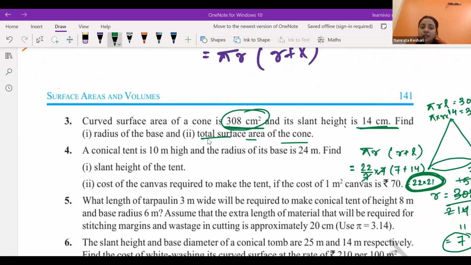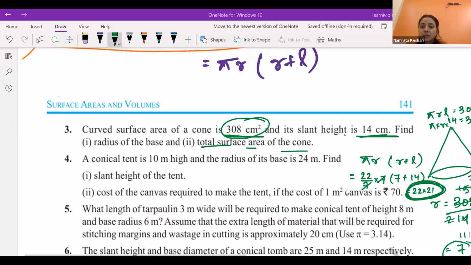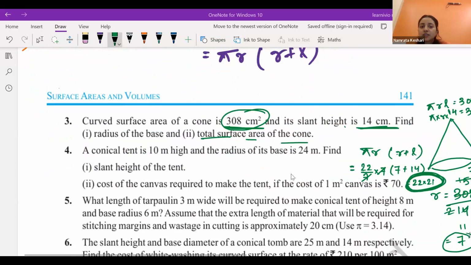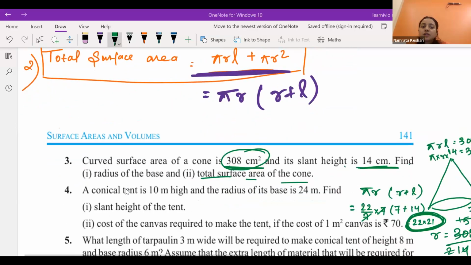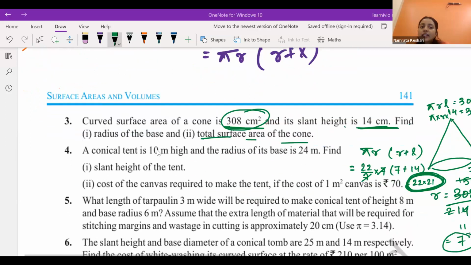This one is done, the total surface area of the cone. Yes, everyone is getting the same. We just need to multiply this 22 with 21. Next one. A conical tent is 10-meter high and the radius of the base is given. The height of the cone is given over here, the radius is given over here. What I was talking about, that sometimes height will be given. And here what we have to find at first is the slant height.